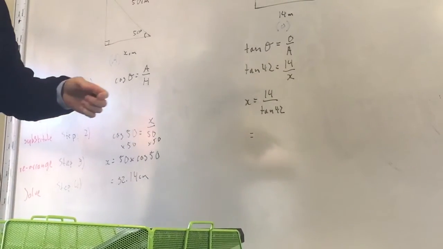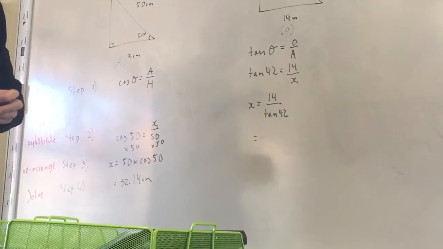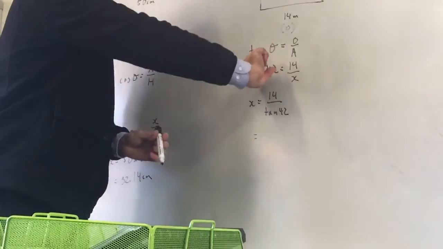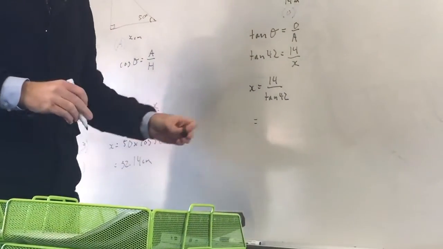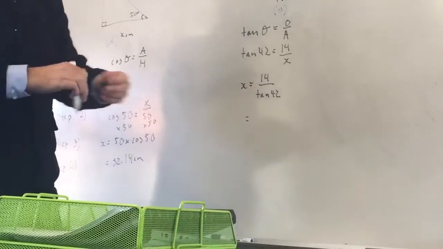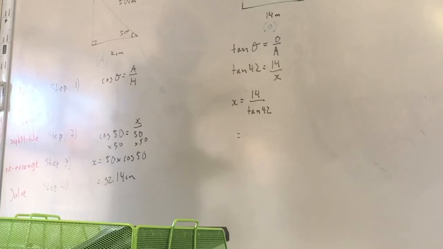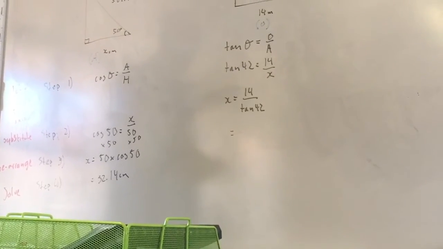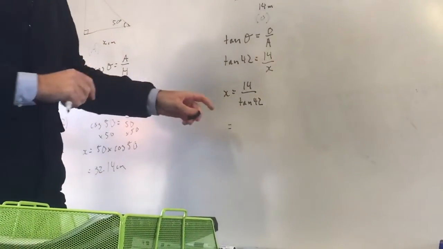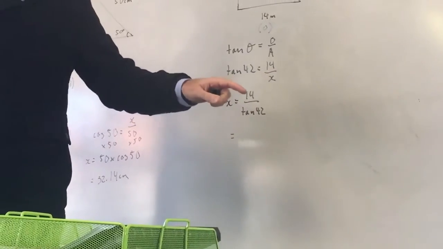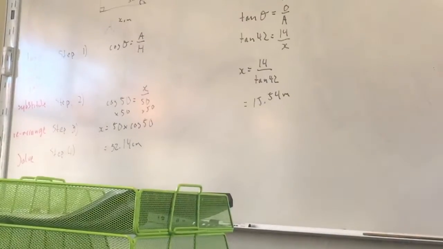Oh, so all we're doing is just swapping these around, that's all it is. Do I have to work that out? Yeah, just do 14 divided by tan 42 on the calculator. 14 divided, yeah. What's that? 15.54. 15.54 metres. So that length would have to be 15.54 metres for that triangle to fit.